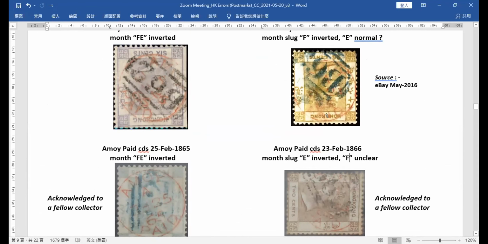Oh, 96 cents olive vista with Amoy Pay CDS in error. I think it's a crazy price. I cannot remember at that moment of time in 2016 what was the realization price. I can't remember.